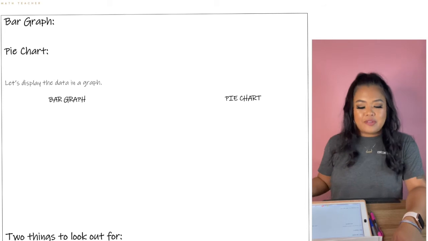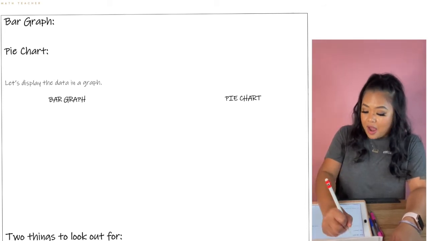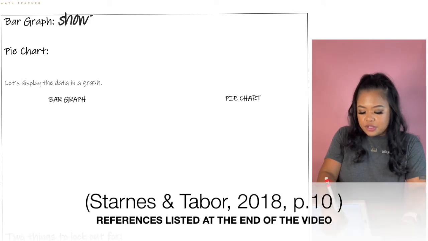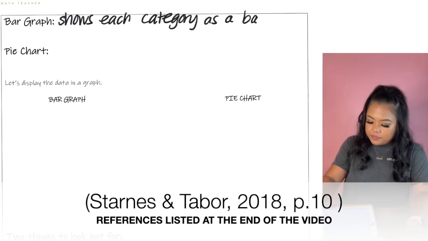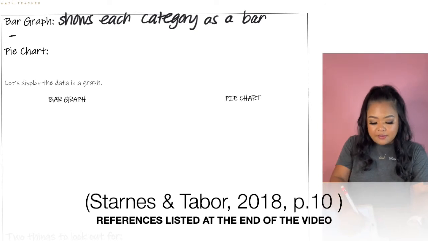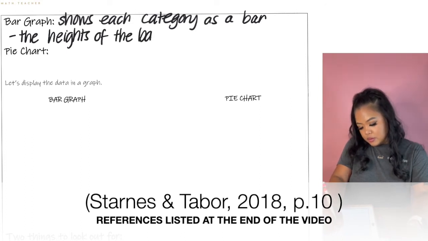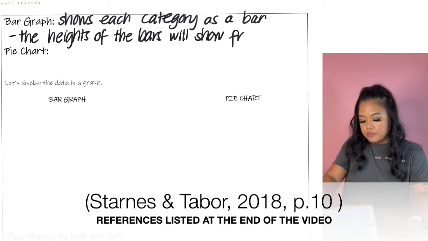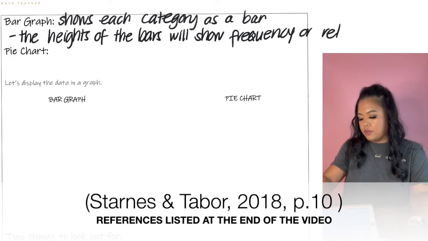So the definition of these are going to be exactly what the word says. A bar graph is going to be a graph that shows each category as a bar, and the heights of the bars will show frequency or relative frequency.